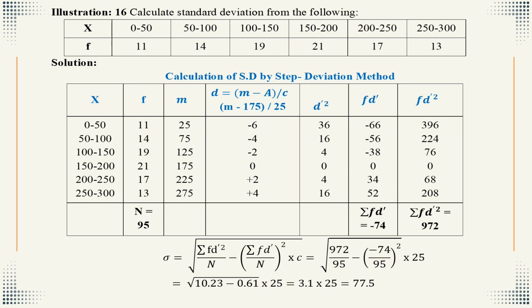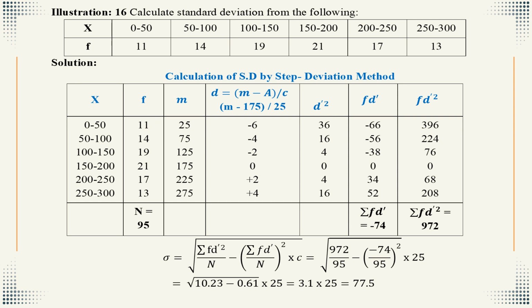Then d should be calculated by taking an assumed value. Here the assumed value has been taken as 175, because either 125 or 175 should be taken. If you are taking 175, the largest value will not be there. The smallest value is available in three frequencies, and above that only two.